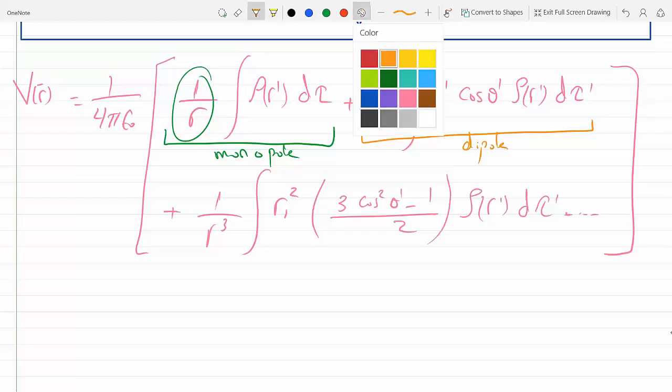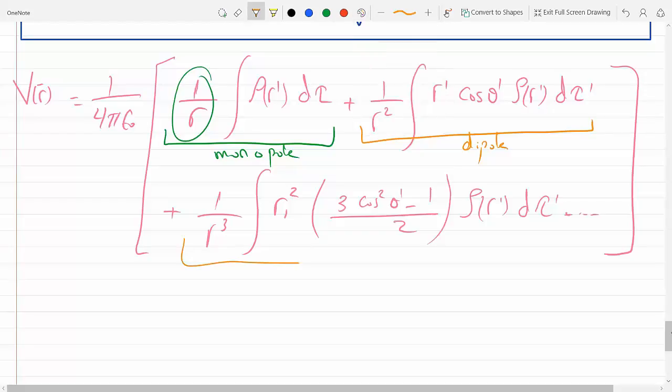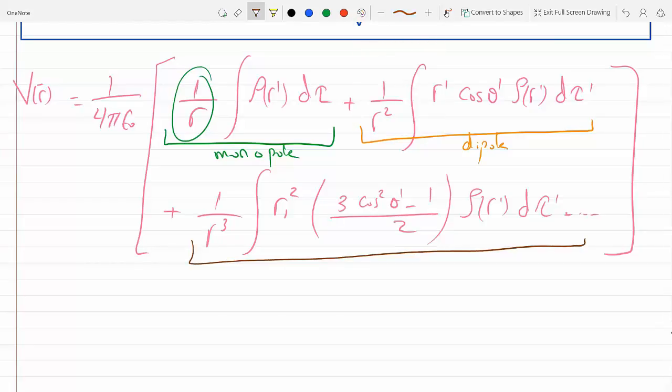If we just give it a different color. So the dipoles are squared, the quadrupoles are cubed. This is the quadrupole, and then I can keep on expanding to the fourth, the octupole, and etc., etc.